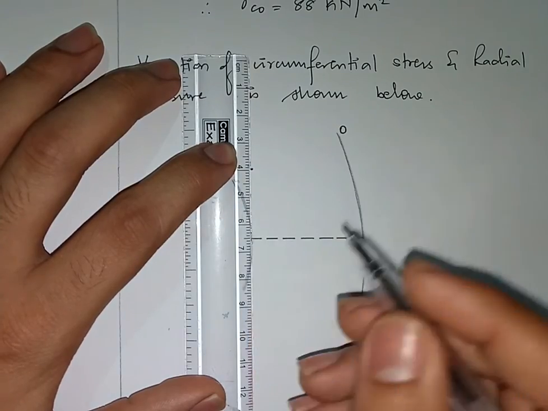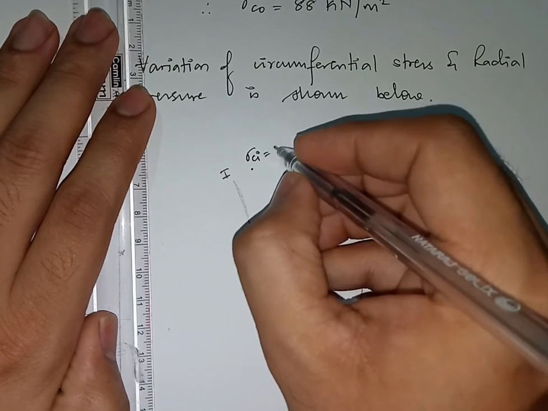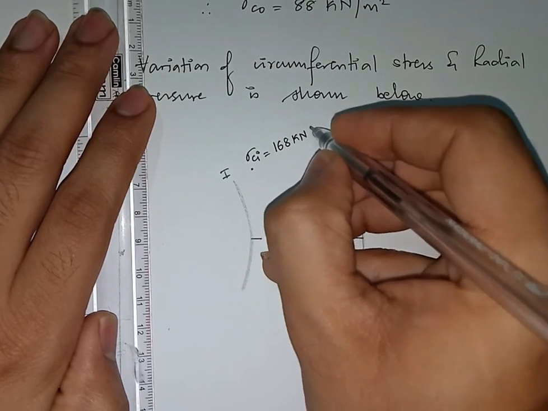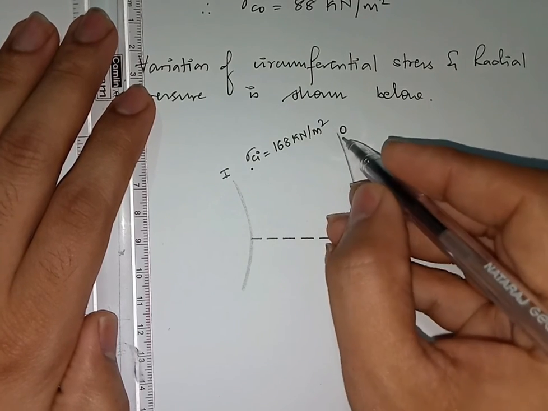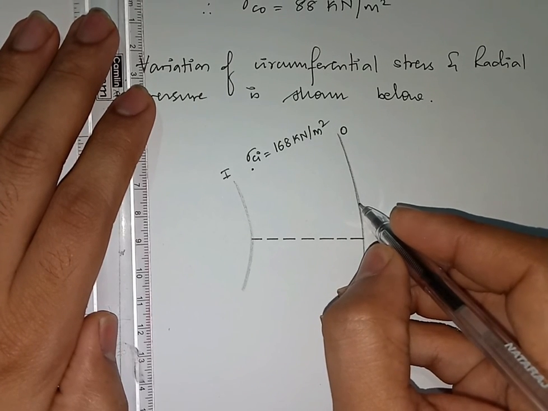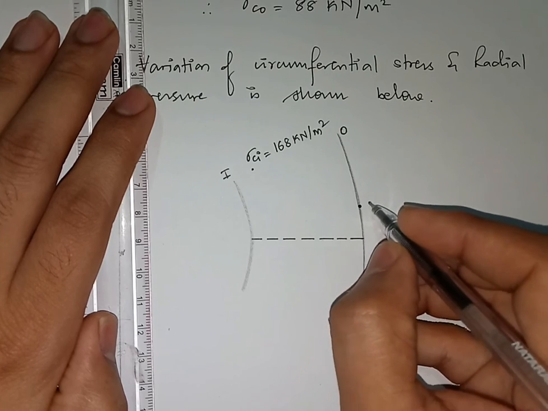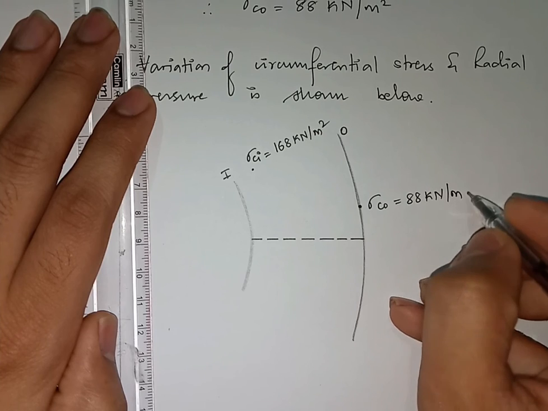So I'll take some one point over here and I'll call it as sigma Ci is equal to 168 kilonewton per meter square. Right? Now sigma Ci is 168 and sigma Co, that is on the outer surface, what is the circumferential stress? It is 88 kilonewton per meter square. So this is the outer surface. So I'll just mark it here. So here this is sigma C naught, 88 kilonewton per meter square.